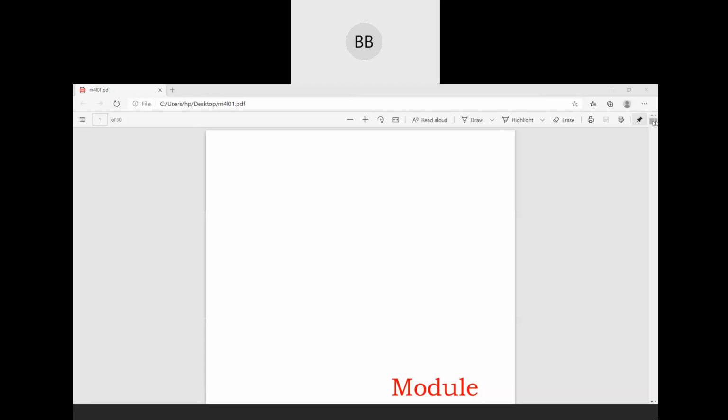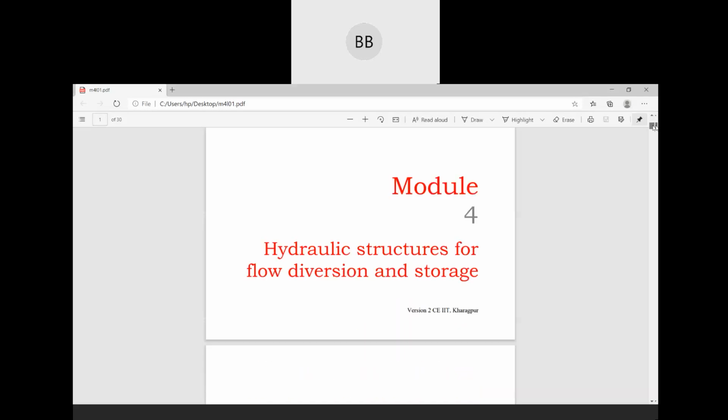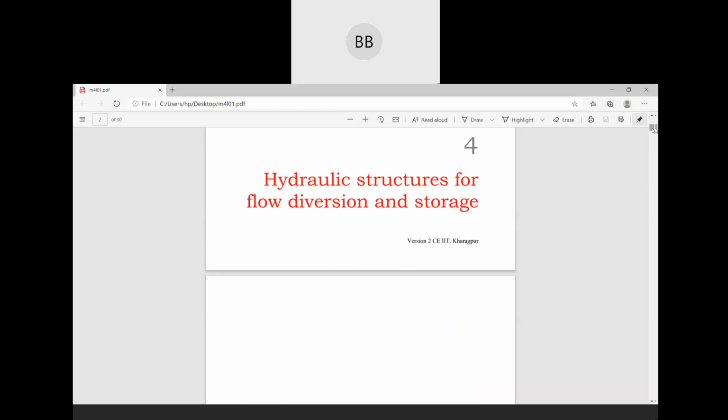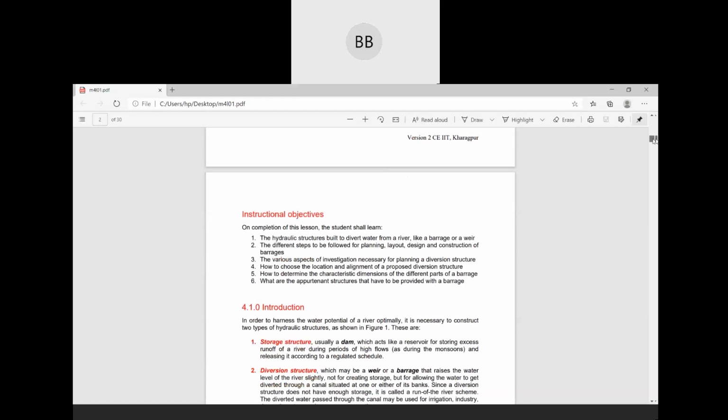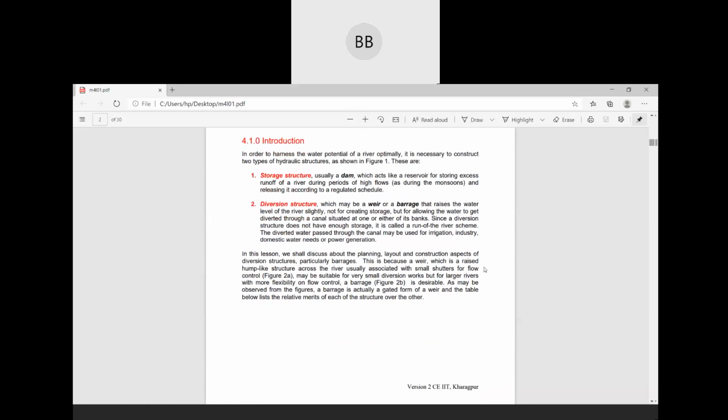So we discussed a little bit about hydraulic structures. We have two types of hydraulic structure: one is storage and one is diversion. In a storage structure, we usually construct a dam and store water in a reservoir. Those hydraulic structures are called storage structures, for example a dam.